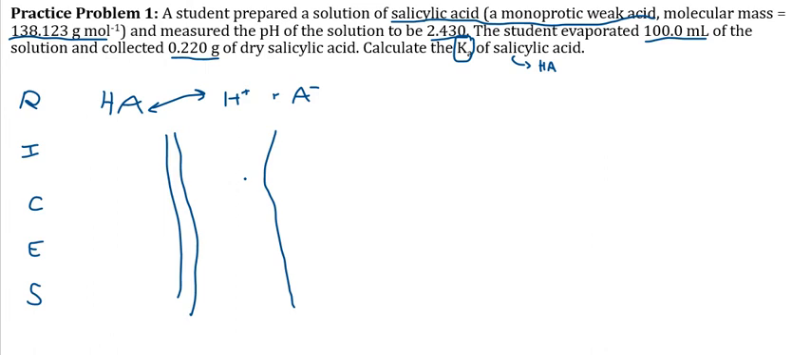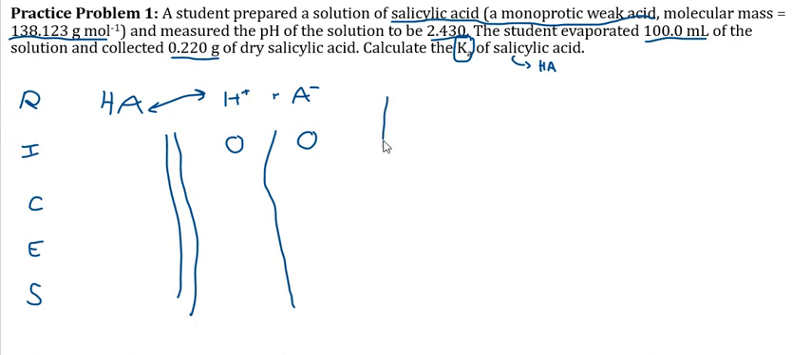Okay. I can assume that my initial concentration of H plus and A minus is going to be 0, but I have a problem. I'm not given my concentration of salicylic acid, so I can't really fill out my initial. However, I'm told about this procedure where the student evaporated the 100 milliliters of the solution and collected 0.22 grams.